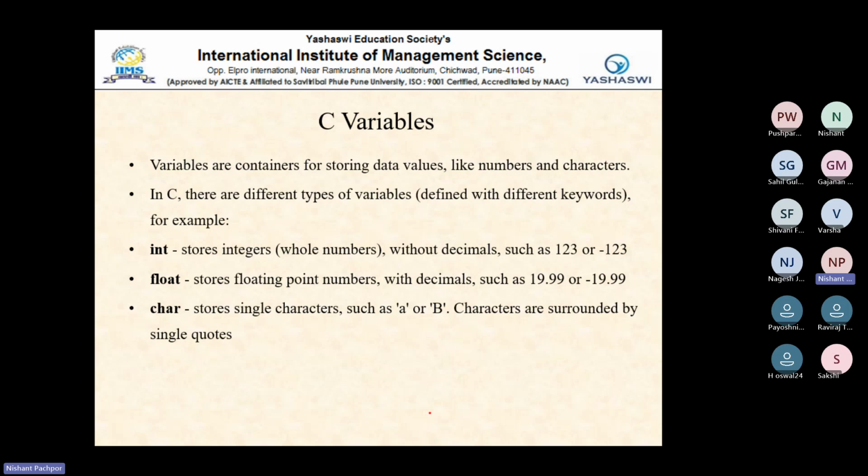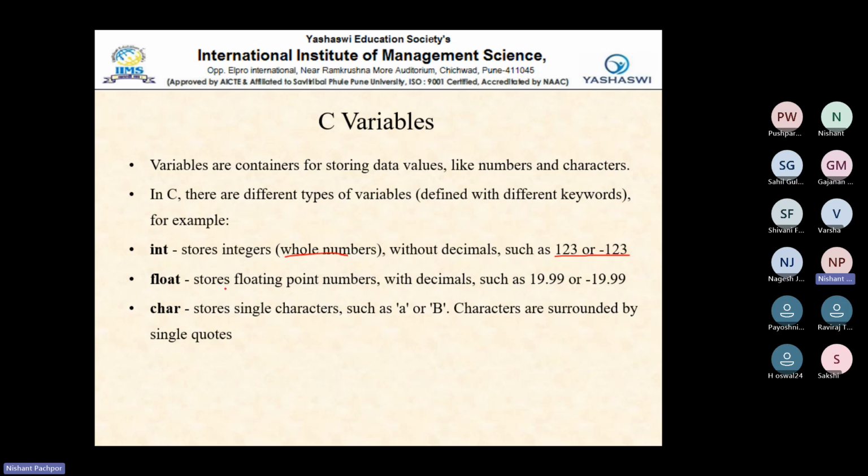Then we have declared different types of variables. The variables — C programming मध्ये आपण variable declare करतो. So variables contain the storing of data values like numbers, characters; different types of values will be stored. In C programming, different types of variables are there. Either you can store the integer value that stores whole numbers, like 1, 2, 3, then minus 1, 2, 3.